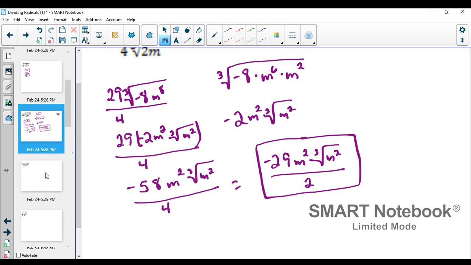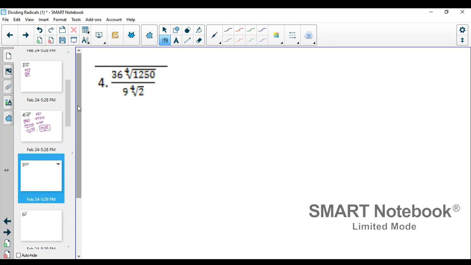All right, so moving on to the next one. So we have 36 fourth root of 1,250 divided by 9 fourth root of 2. So the first thing that we have to do is divide our coefficients. So 36 divided by 9 is 4. And then we have the fourth root, and then we're going to do 1,250 divided by 2. Which is 625.